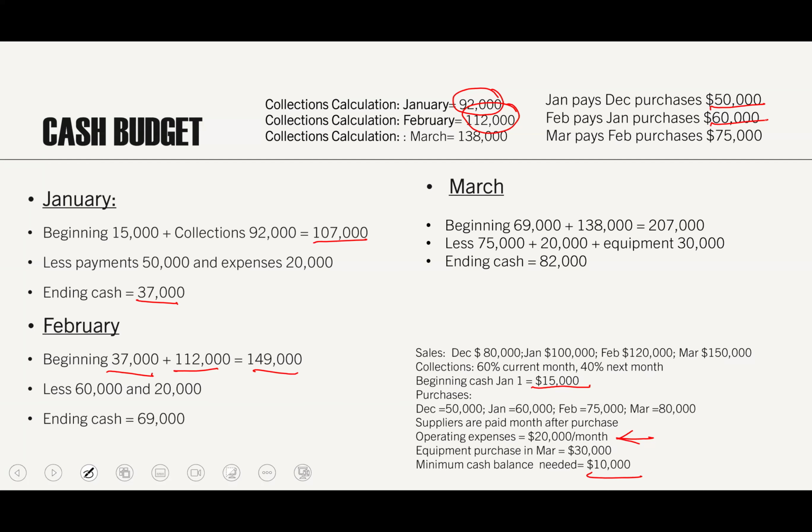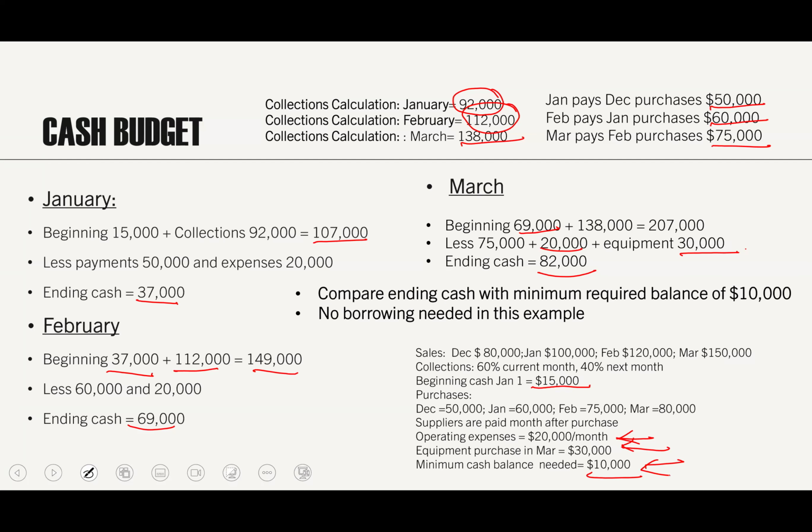So let's continue for March. March is 69,000 beginning plus what I collected, right? Then I pay 75,000 and 20,000. And remember, I'm buying an equipment. Equipment purchase of 30,000 also needs to be paid. So I make all these three payments and I still have ending cash of $82,000 in the month of March. So plenty of cash available because my minimum of 10,000 is met each month. I do not need to worry about borrowing.